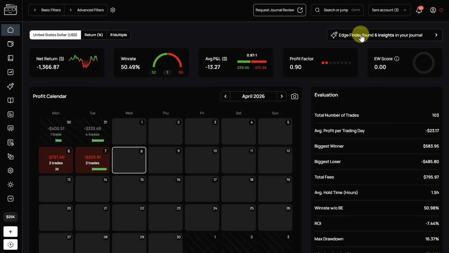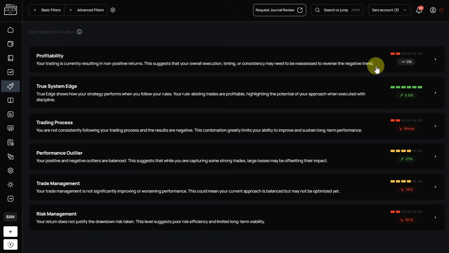So we're going to the Edge Finder first, and what we can see is that there are three big issues in his trading. The first one is profitability. The second one is the trading process. And the third one is risk management. And we're going to go through all of them one by one. And this is a journal that is going to represent a lot of other traders. I think a lot of other traders will see themselves in this data and in this trading process.